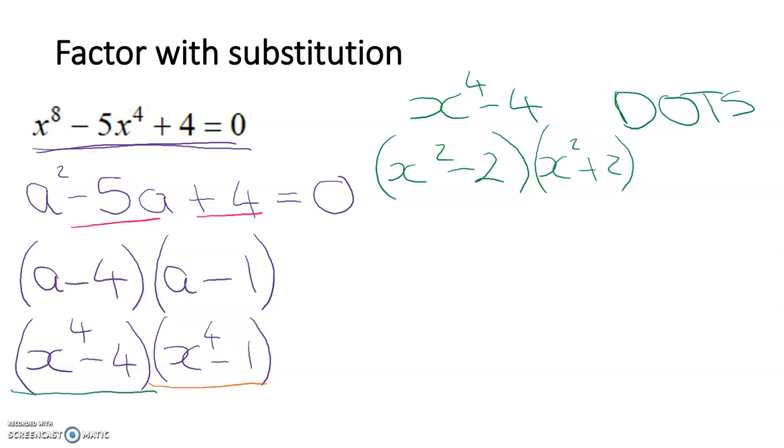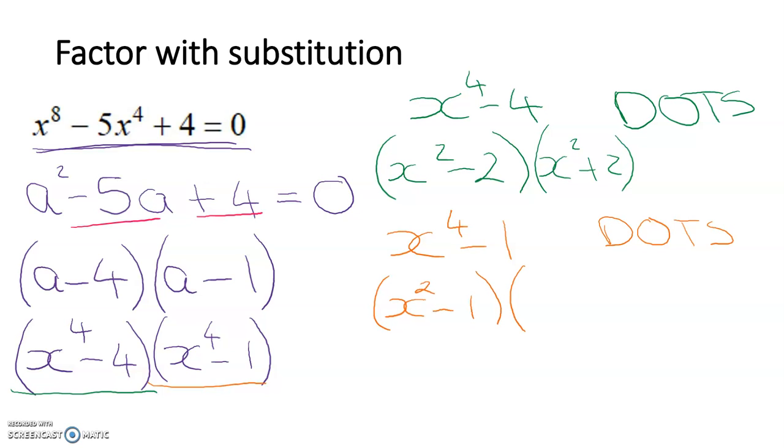And taking the second factor there, or second bracket, I have x to the power of 4 minus 1, which is again a difference of two squares because I have two perfect squares. x squared is the square root of x to the power of 4. 1 is the square root of 1. Always. Any nth root of 1 is always 1. So there I have that one factored out.